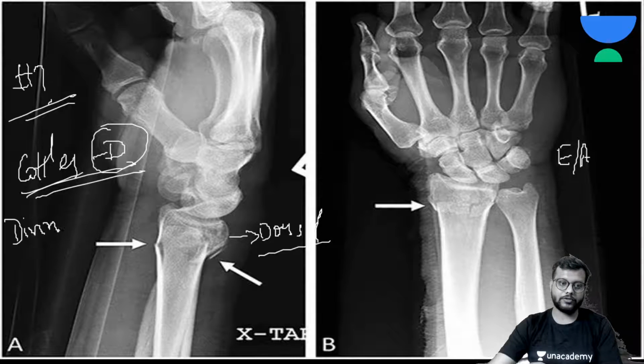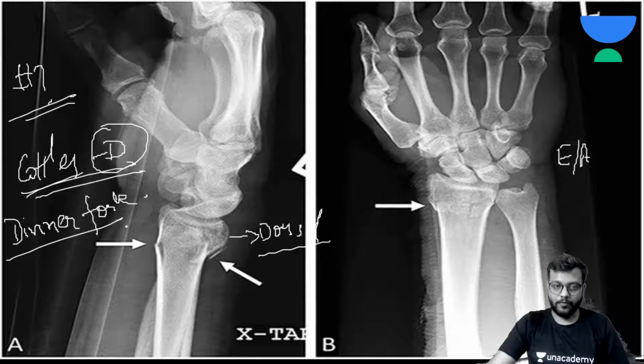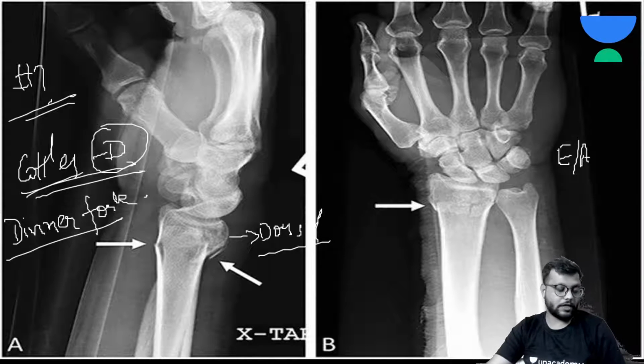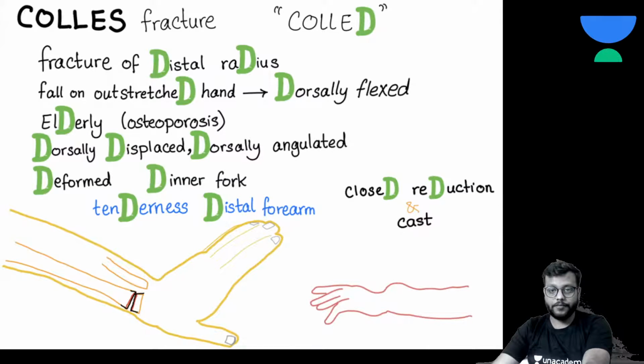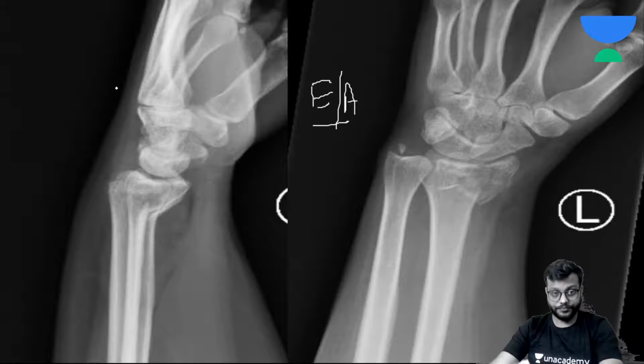Extended, fall on an outstretched hand. In elderly population, especially in women after the menopause. Okay, so you have to keep in mind about the Cooley's fracture, and its opposite will be the Smith fracture, in which it will also be extra-articular, but the displacement or deviation of the distal fragment will be anterior.